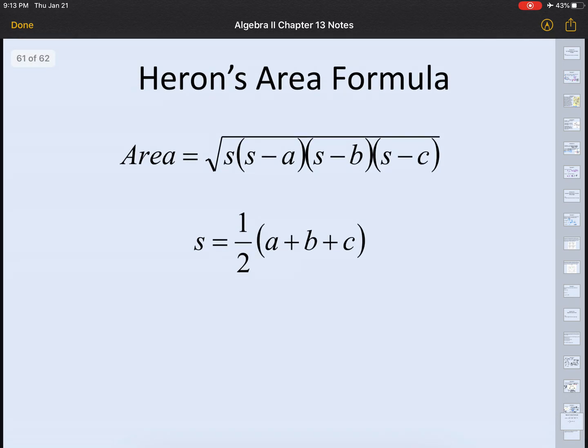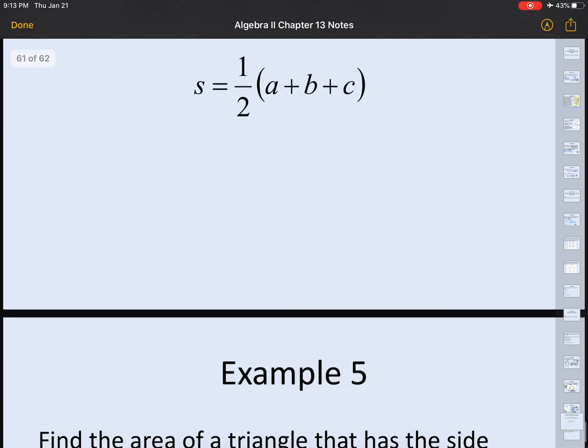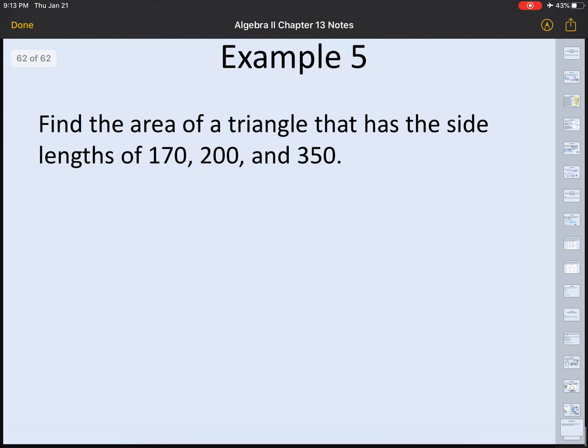The last thing we're talking about is the area formula through the law of cosines here. S is actually equal to 1/2, and we're adding up all 3 of the side lengths here. And we're going to use that in Heron's area formula, which is the root of that S value subtracted from a series of all 3 of those side lengths multiplied together. So in our last example here for chapter 13, and in this section, we're going to find the area of a triangle that has these side lengths of 170, 200, and 350.